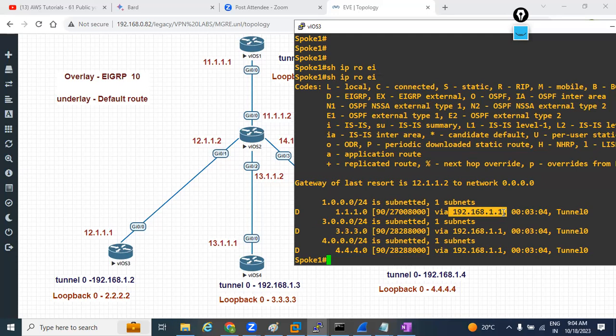So just note down about DMVPN phase 1. Phase 1 is about, do we have any spoke to spoke communication? Yes, we do have, but this is via hub. So there is no direct communication between spoke to spoke. This is always via hub only. So spoke to hub, hub to spoke.